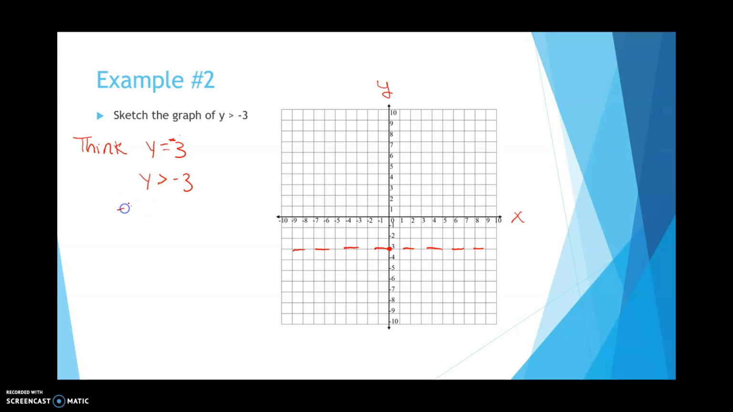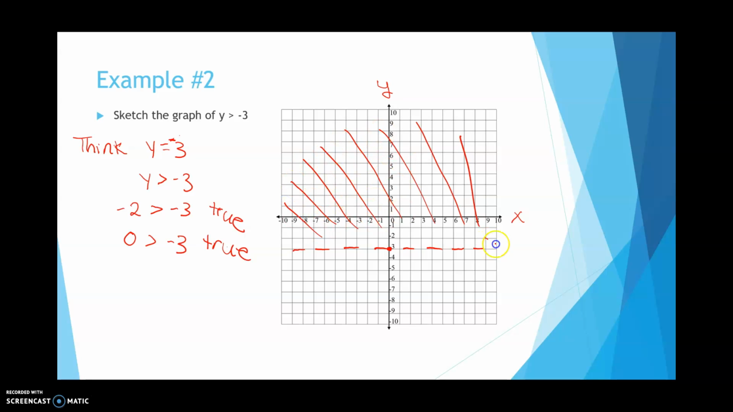So y is any number greater than -3. So is -2 greater than -3? Yes, that is true. Is 0 greater than -3? Yes, that is true. So we are going to be shading everything above -3. And this graph represents y is greater than -3.